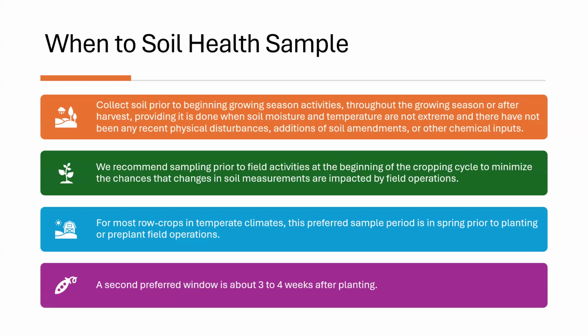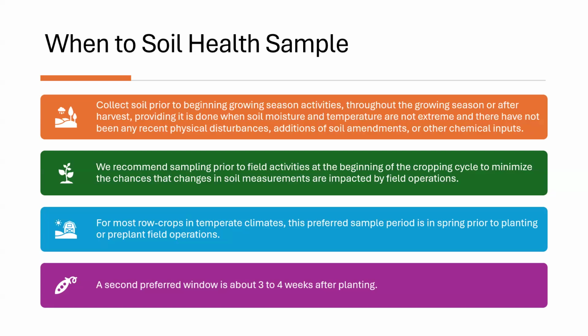So you can collect samples before growing season activities. You can collect them throughout the growing season. You can collect them after harvest. Really, again, this has got to be focused on your goals. But regardless, what you want to do is make sure that soil moisture and temperature at the time of sampling are not in some extreme flux, right? We're not in the middle of a drought. We're not in the middle of a flood, let's say, that we're not in extremes.